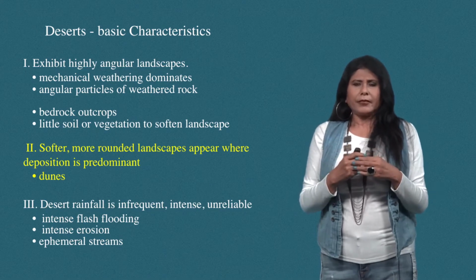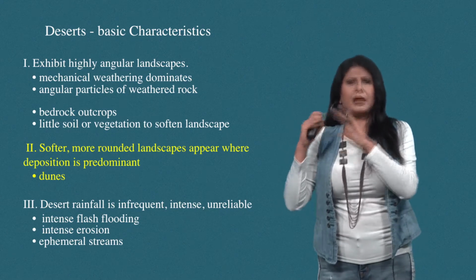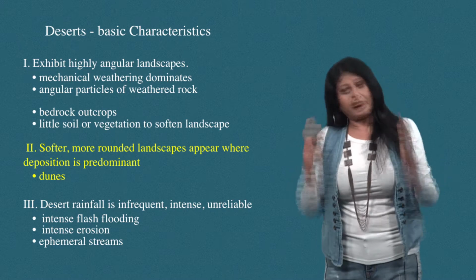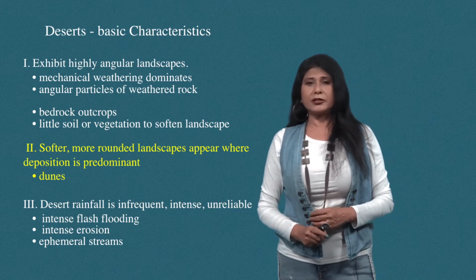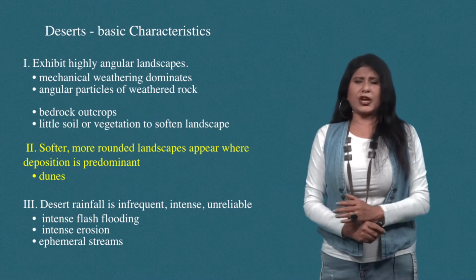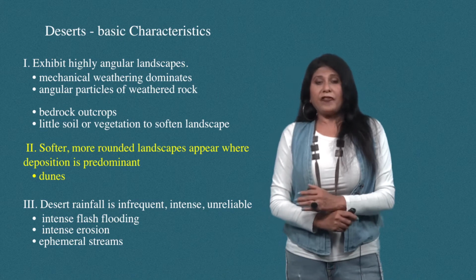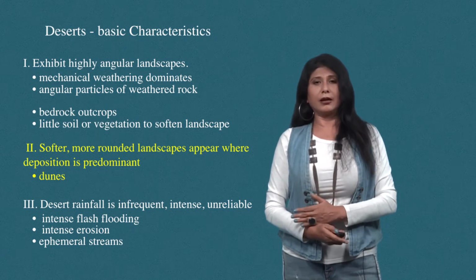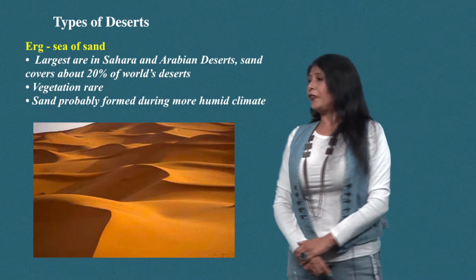and deserts also have sand. So wherever the sand is there, wherever the dunes are there, the landscape becomes a little softer. Desert is an area where the rainfall is very little, but that does not suggest that a desert does not have rainfall at all. When it rains torrentially, intense erosion does take place, that we need to remember. And during that time ephemeral streams, or streams which remain only for a very short period of time, are the characteristic.